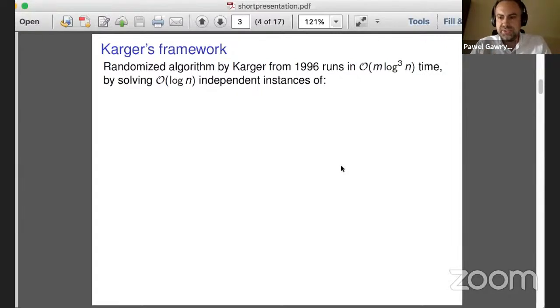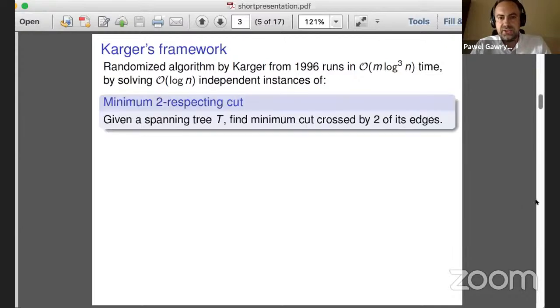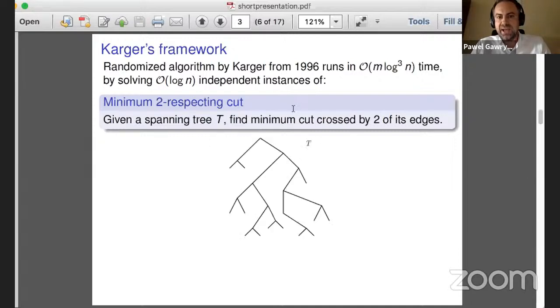I will not show you the details, so please see the paper or the long talk. The bottom line is that he was able to reduce the problem into log n instances of a more structured problem, in which we are given a hint about the structure of the min cut that you seek. This hint is just a spanning tree T. So you are given a graph G and a spanning tree T of G, and your goal is to find a minimum cut crossed by 2 of the edges of T. So you want to select 2 edges of T, those blue edges, e and e prime.